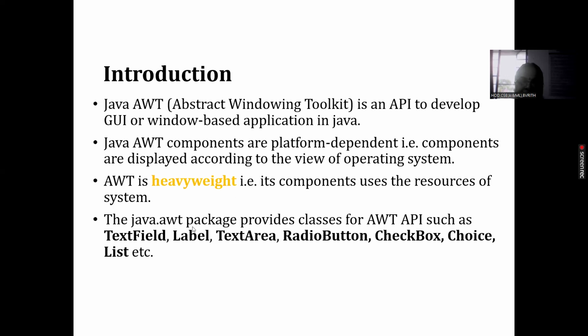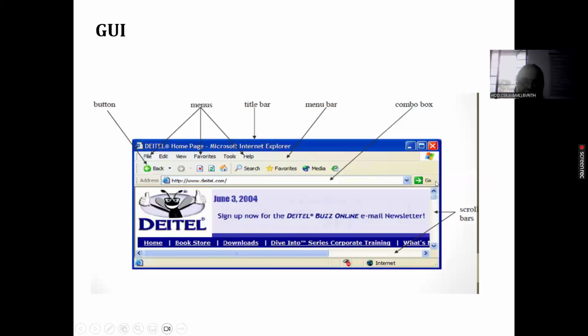And this Java AWT package contains different types of controls. Those controls are like text fields, labels, text area, radio button, checkbox, choice, and list box. These are some example controls. Apart from that, we have a lot of other controls which we can use for creating our GUI components. So some of our example components are like this.